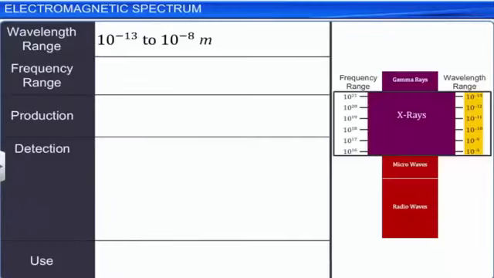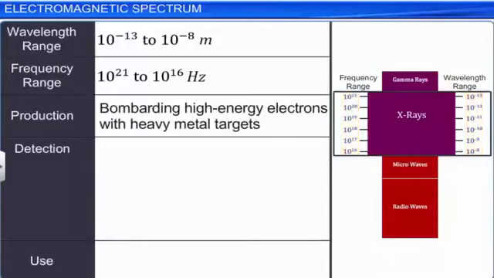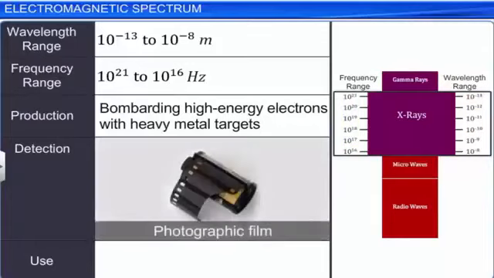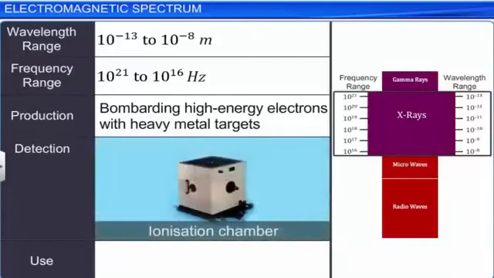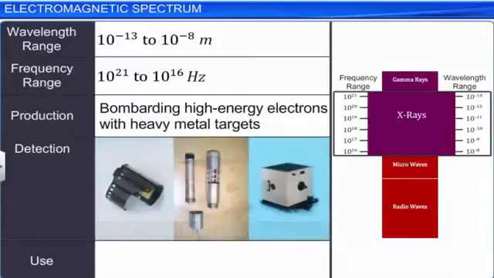The frequency is in the range of 10 power 21 Hz to 10 power 16 Hz. X-rays can be produced by bombarding high-energy electrons with heavy metal targets. They can be detected by photographic films, Geiger tubes, and ionization chambers. X-rays are widely used in different applications such as medicine, spectroscopy, and in industries.